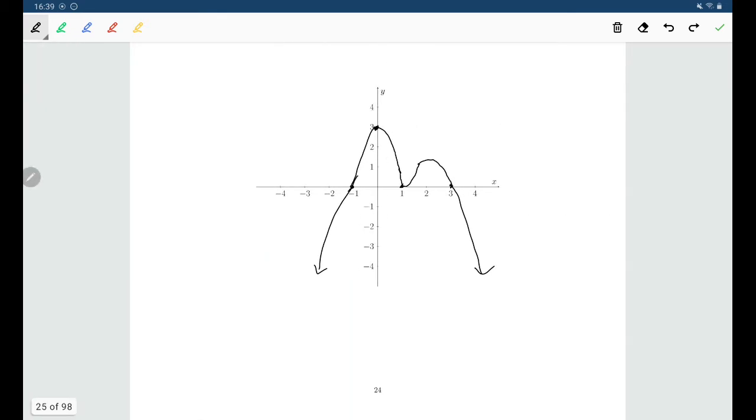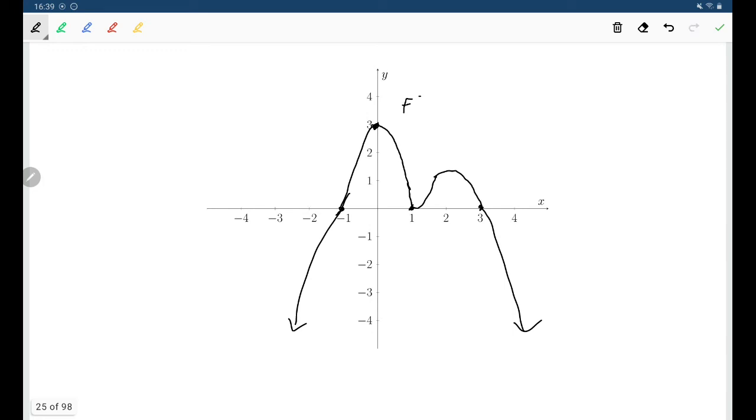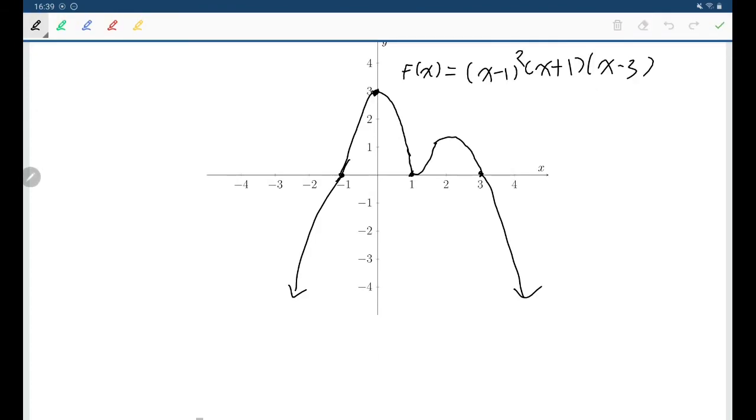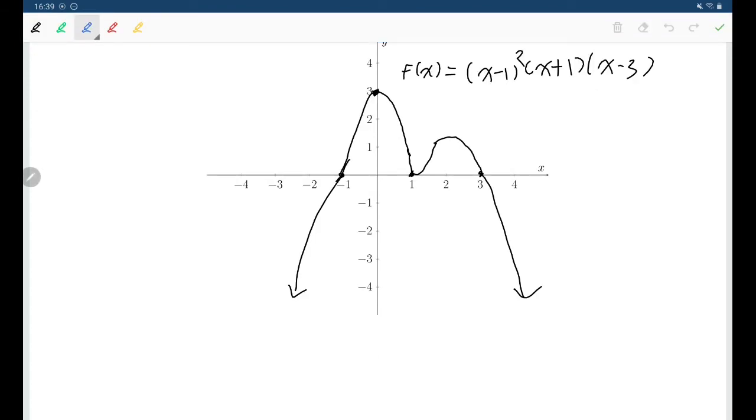And so now I'm just going to label my function. So that's (x - 1) squared, (x + 1), (x - 3). Now, there are some places, like I said, where we're not totally sure as to what's going on with our graph. And I just wanted to mention that again here, that I've drawn it and it makes it look like the y-intercept happens to be the turning point. That may not necessarily be the case.